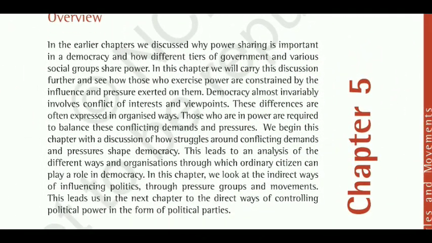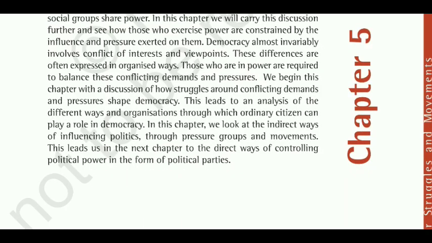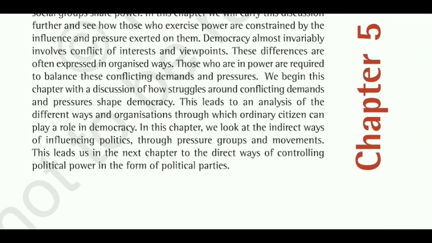In the earlier chapters we discussed why power sharing is important in a democracy and how different tiers of government and various social groups share power. In this chapter, we will carry this discussion further and see how those who exercise power are constrained by the influence and pressure exerted on them. Democracy almost invariably involves conflict of interest and viewpoints. These differences are often expressed in organized ways. Those who are in power are required to balance these conflicting demands and pressures.